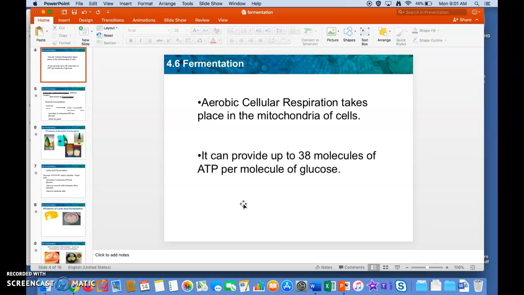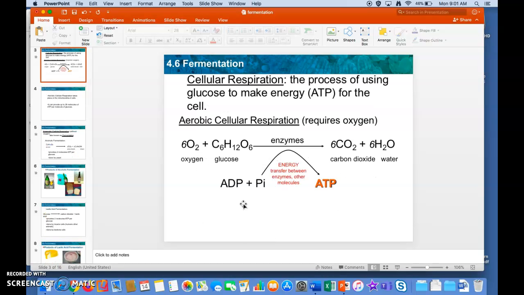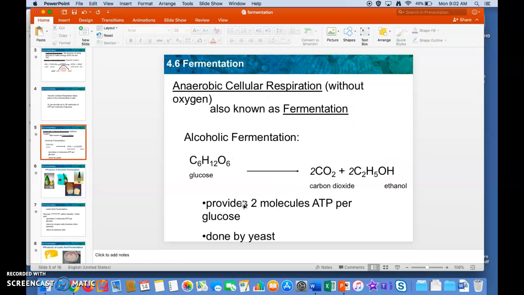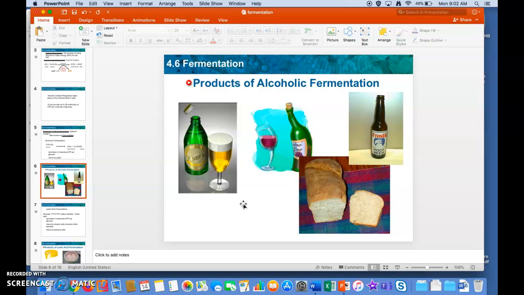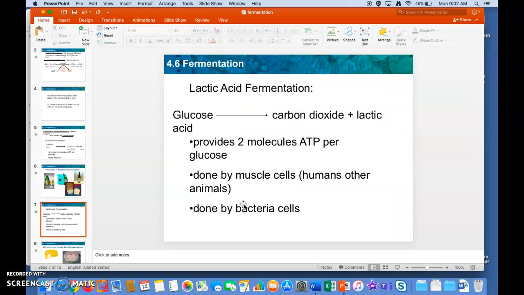So we've learned about aerobic cellular respiration. That's what we learned about when we talked about how we share breath with the trees. To make ATP energy for our cells, it needs oxygen. Now today, I taught you about anaerobic cellular respiration, which has two types: alcoholic and lactic acid fermentation.